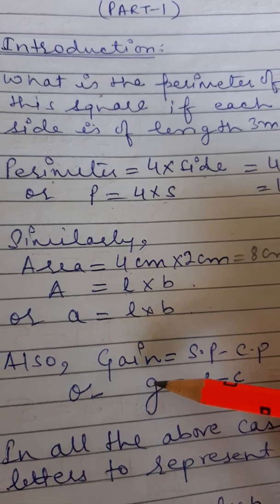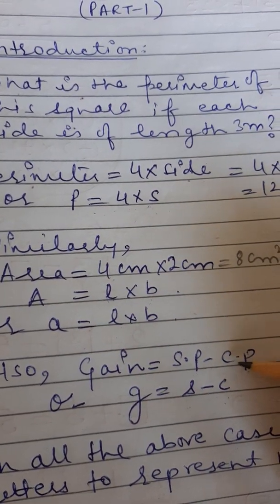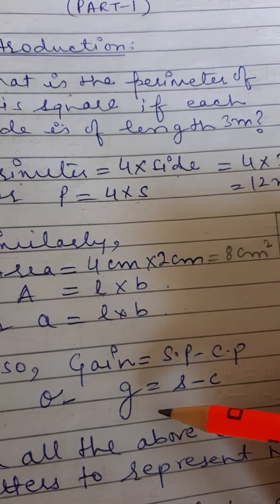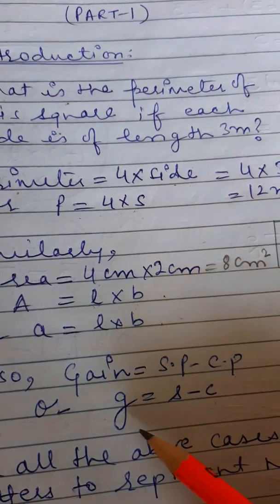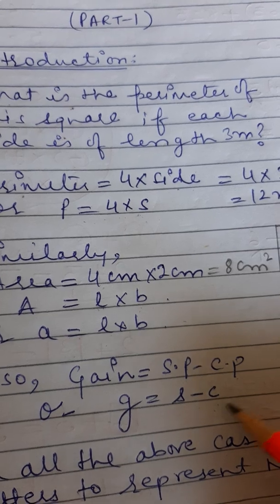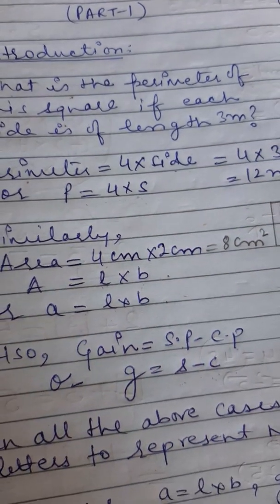In the similar way, if we want to find out gain, we will subtract cost price from selling price, and to write it in short form we can write gain is equal to S minus C. Here S stands for selling price and C stands for cost price.